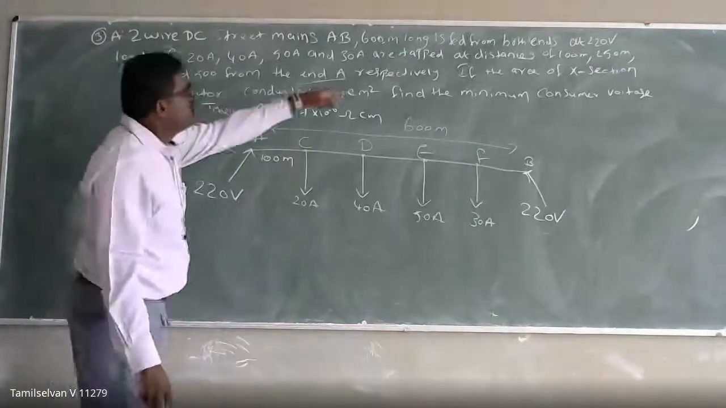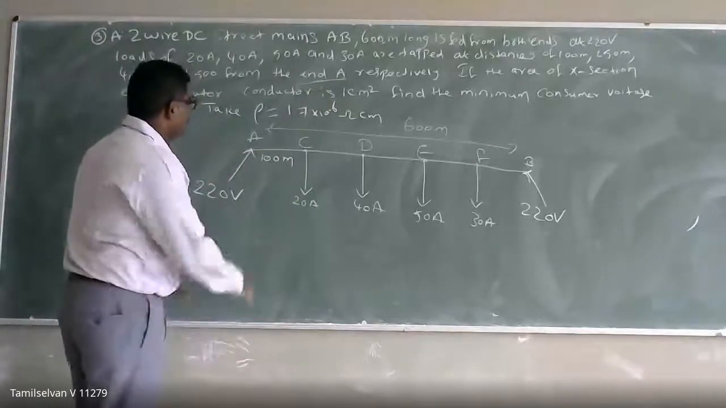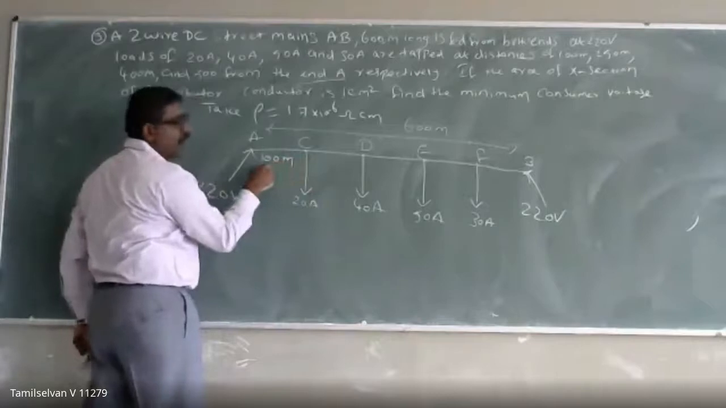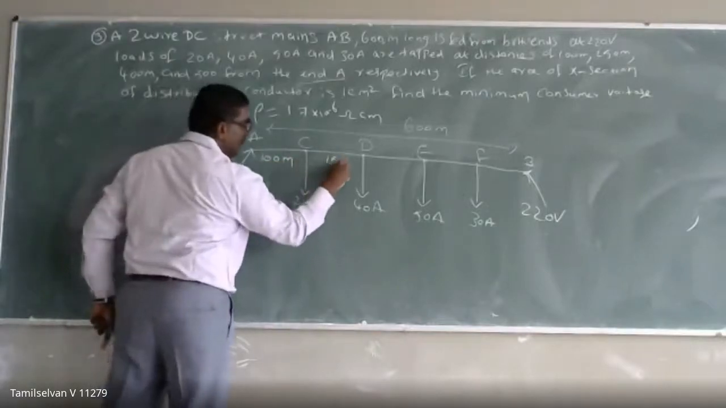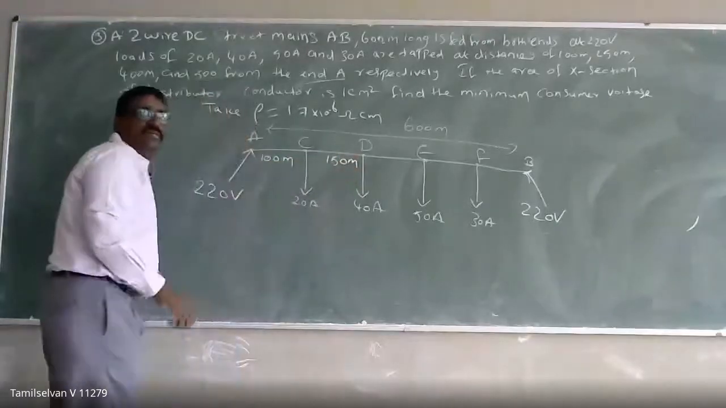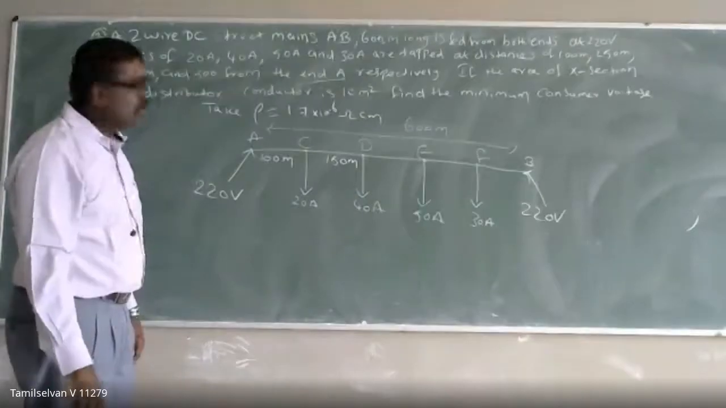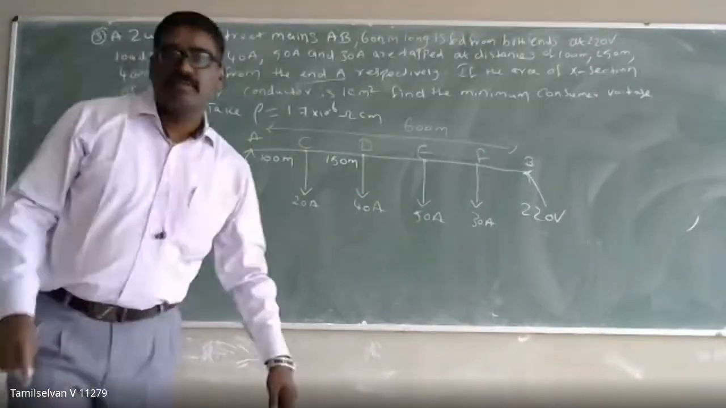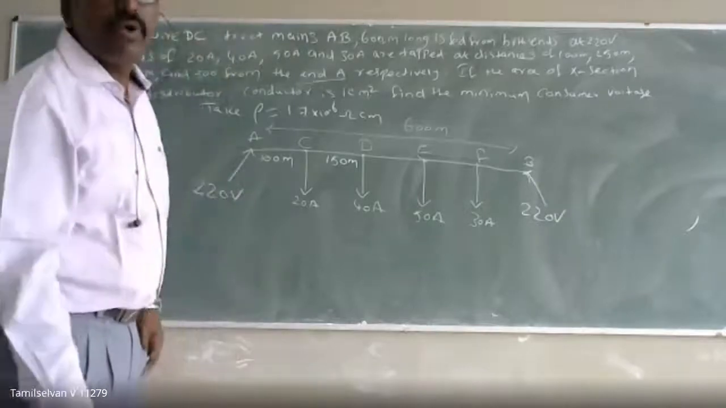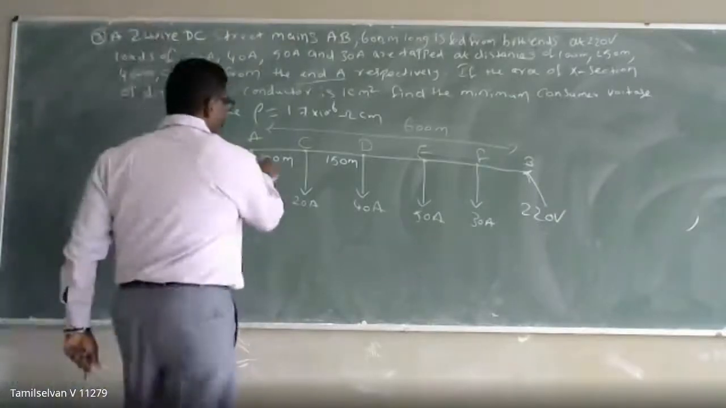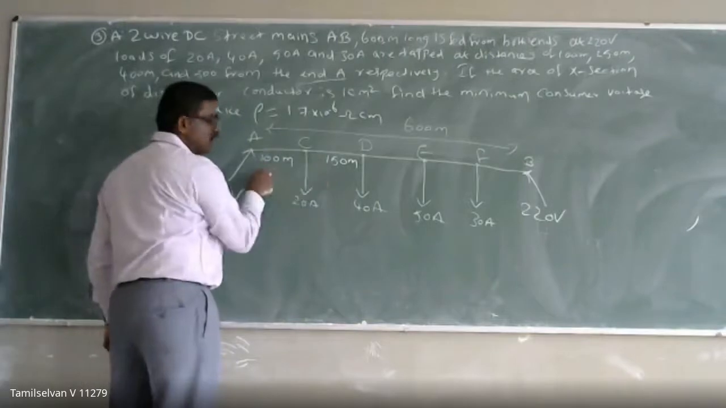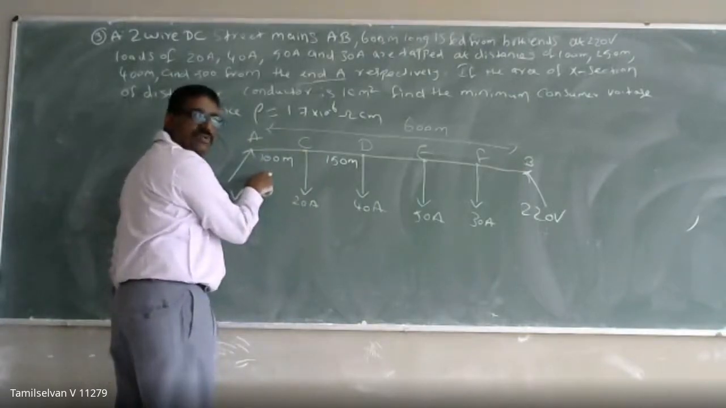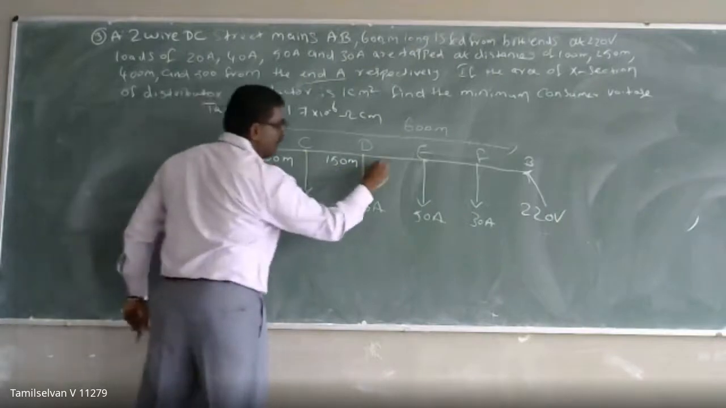Next, 250 meters from A. From here, D is at 250 meters. Already 100 is over, so this section is 150 meters. Next, 400 meters. 150 plus 100 is 250 over, so how much is left? 150.